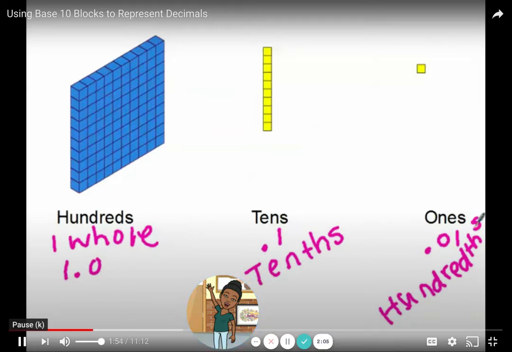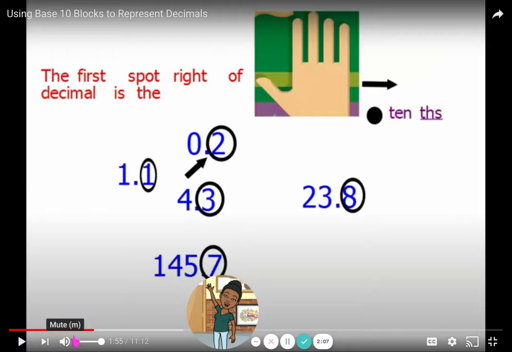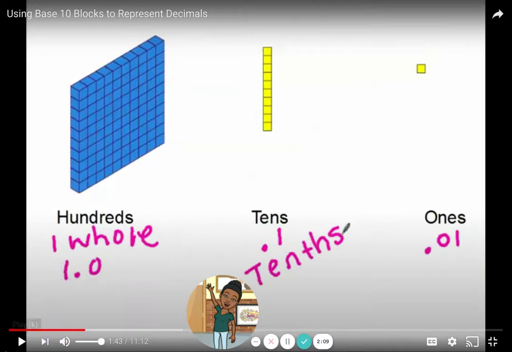So let's look a little bit at how we are going to do this. Make sure that you have this in your notes. I would like for you to draw a small picture of something that represents this hundredths block, the tens, and the ones block. And not only that, note that the hundredths block equals one whole. As a decimal, it's 1.0.